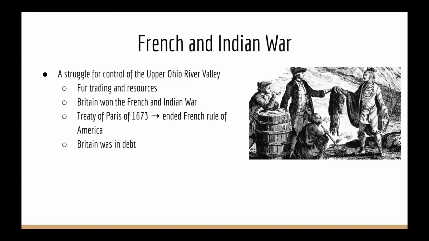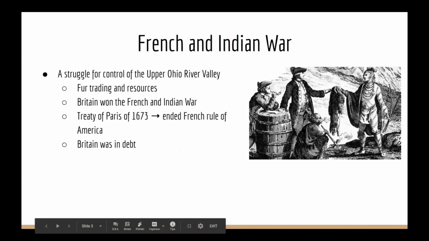They passed the Treaty of Paris in 1763, which ended much of French rule in America. It limited much of the land they had before the war. And since Britain was in the war for this long period of time, they were in debt because they lost a lot of supplies and weapons. So this left Britain in debt, and the French lost much of their land.